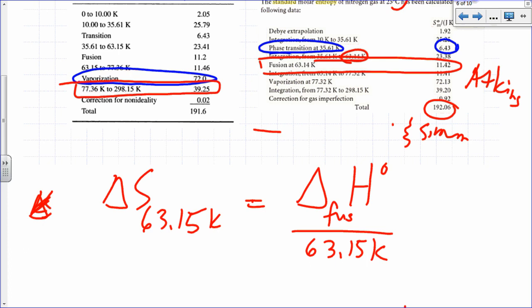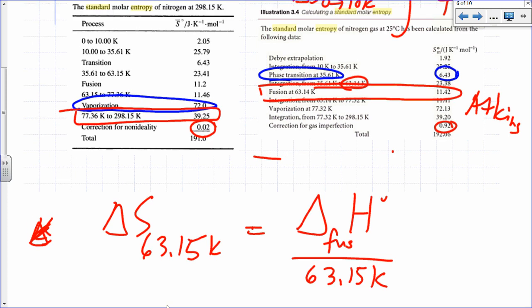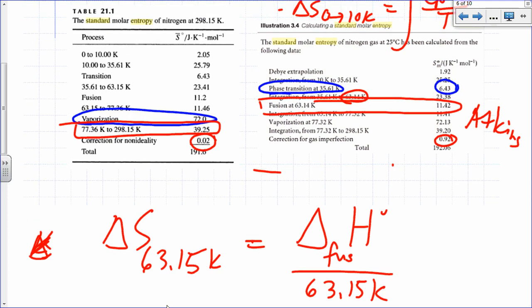Okay? And then, since it's a gas at 298 Kelvin, you have to do a correction, which is a correction for non-ideal behavior. Because the numbers that you find tabulated as a standard entropy or absolute entropy at 298 Kelvin are based on the assumption that the gas is behaving ideally. And you'll notice these two numbers don't agree either: 0.02 for Macquarie and Simon. For your textbook, it's 0.92.